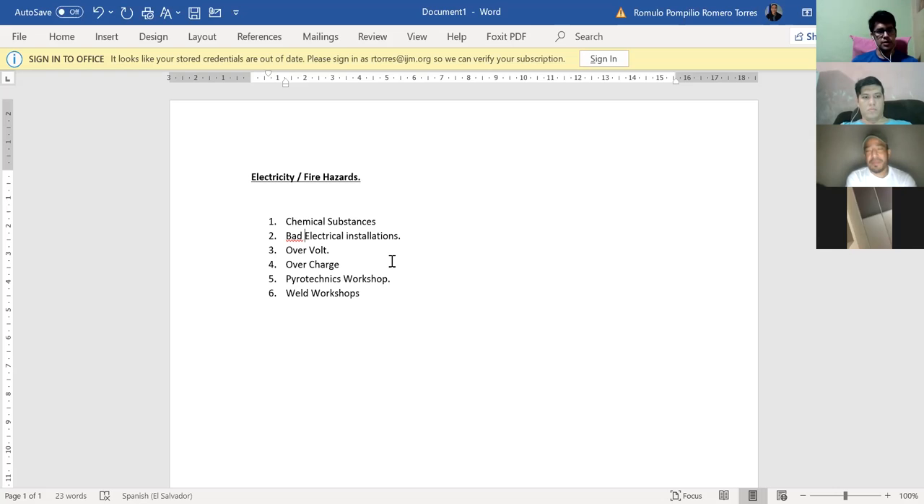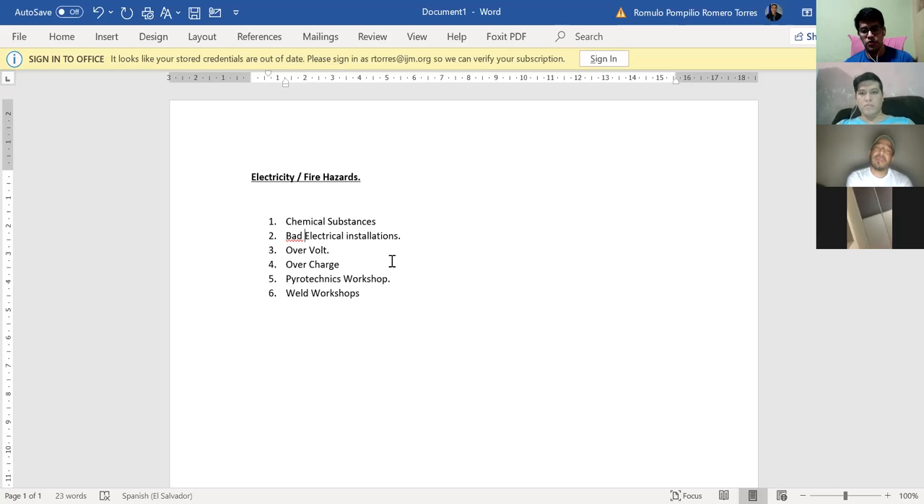Any other idea for electricity or fire hazards? When they build pyrotechnics, rockets, and use flammable material, and then produce a fire. All of that is really dangerous.